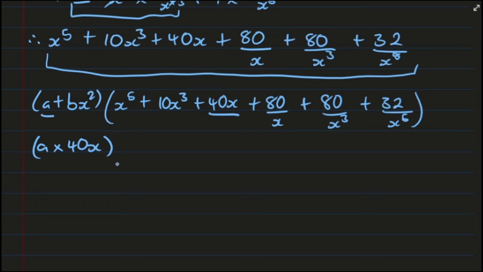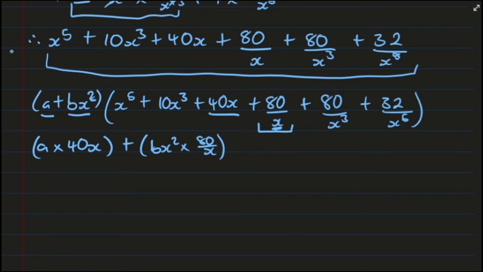And then if we multiply bx squared by 80 over x, we'll get a term in x, because the x squared here will cancel out with this x over here, and so that's plus bx squared times 80 over x. And just check to make sure that there's no other expression that will result in a term in x. Okay, so now let's simplify this.